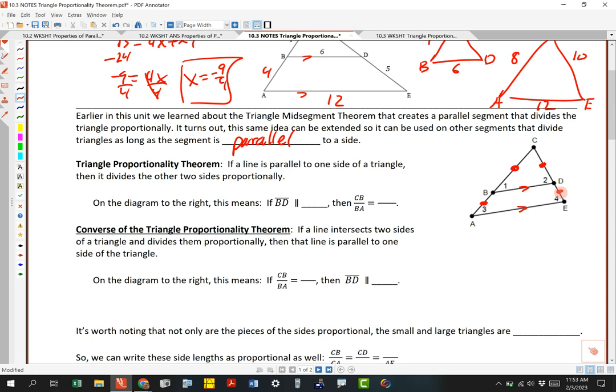So here's what it means as far as the pieces go. We're literally talking about the pieces of the side that got divided. So if BD is parallel to AE, then what we can say is CB, which looks like a big piece right here, is proportional to BA. So if I set up a ratio of CB to BA, it's got to be proportional to the same type of thing on this one. So I'm doing this to this, so I'm going to do this to this. So that's going to be CD to DE.